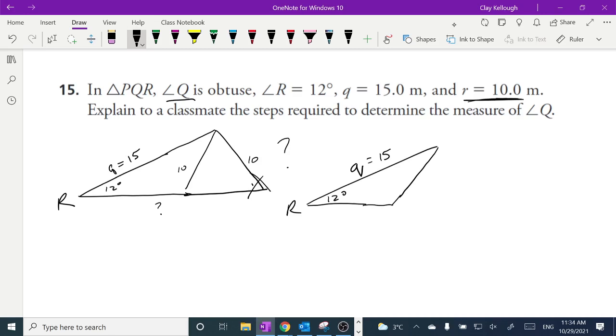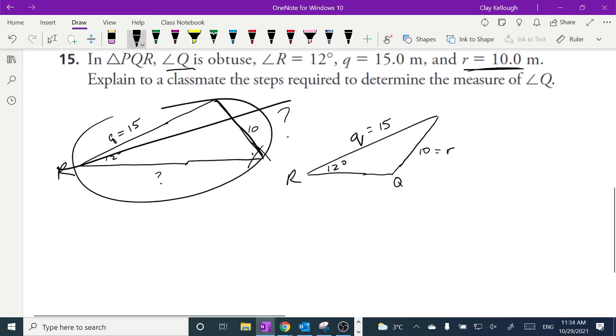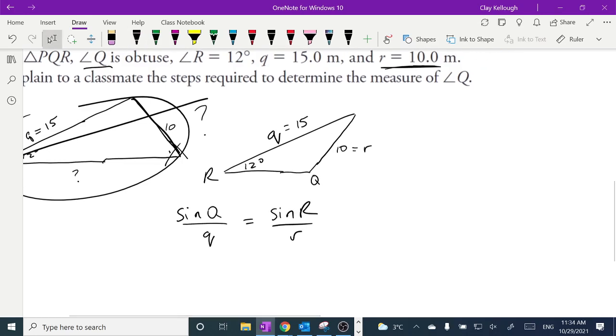because I know angle Q. I don't know how big angle Q is, but I know it's more than 90. And there's no way it'd be more than 90 if I dropped the 10 this direction. So that's not my triangle. This is my triangle. And now I can find angle Q because I know R across from R. So sine of angle Q over Q is equal to the sine of angle R over R. And again, I don't mind doing two steps at once here.